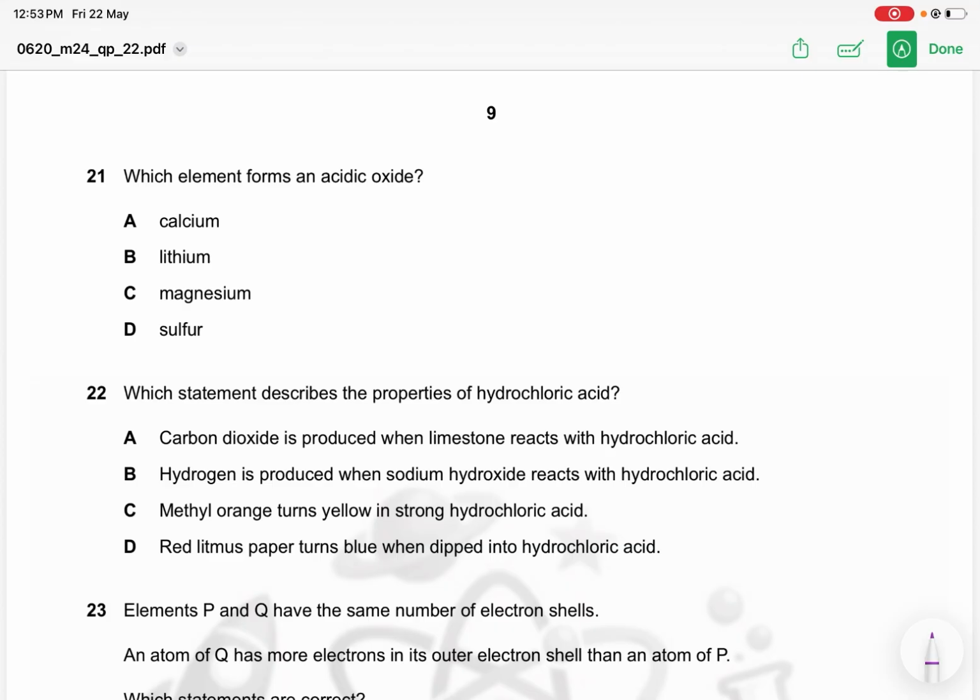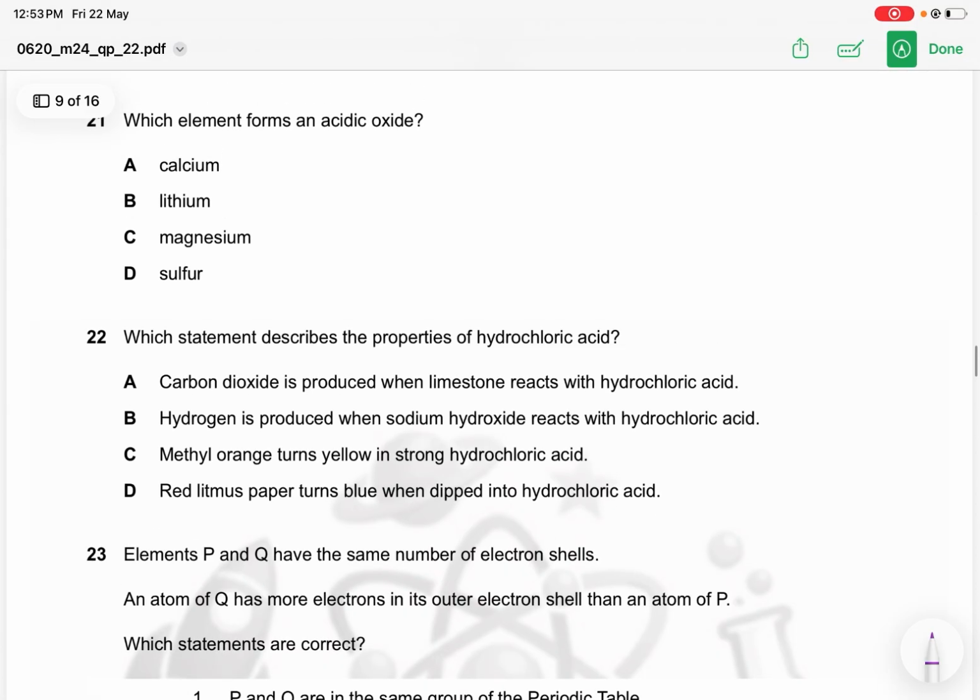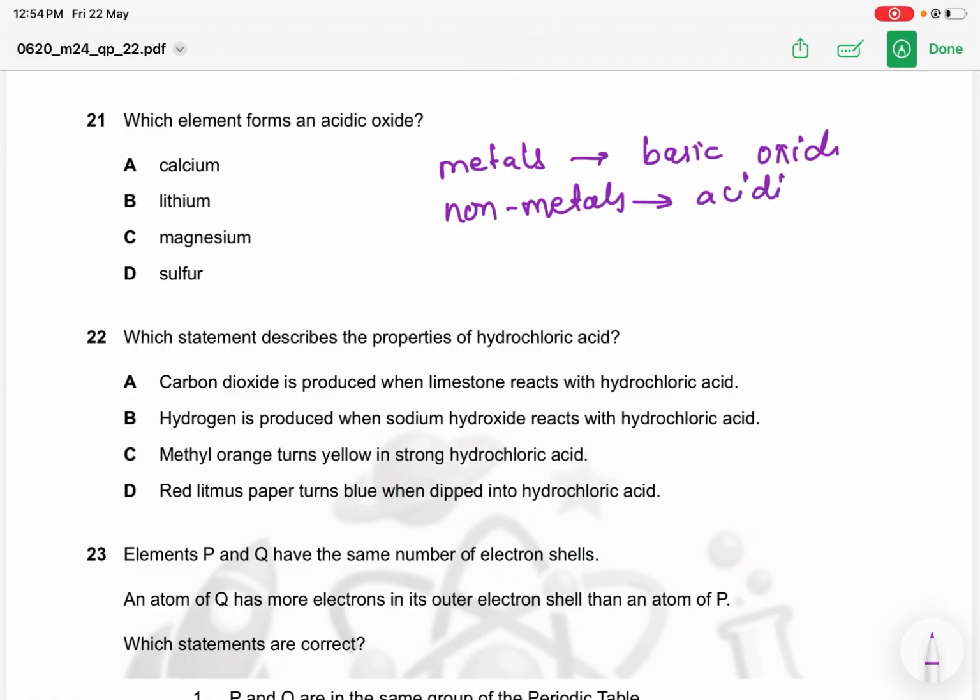Next, 21. Which element forms an acidic oxide? So, we should know that metals form basic oxides and non-metals always form acidic oxides. Out of all four, sulfur is the only non-metal.